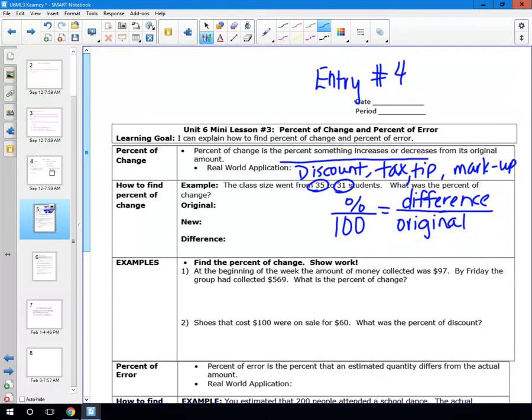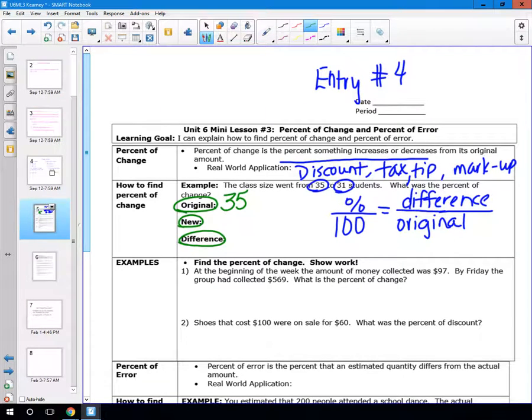So these are 3 really important things that you're going to want to point out. What was the original amount of students? What's the new amount? And then what's the difference? So when you read the problem, go back to the problem. How many did the class originally have? That's right, 35.